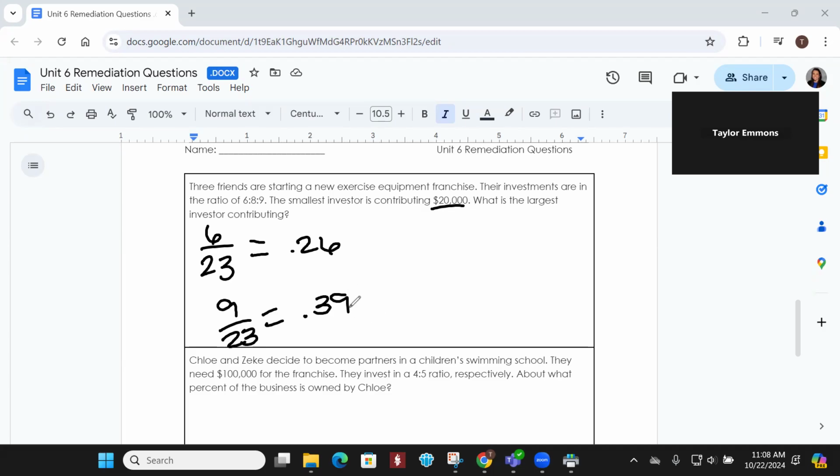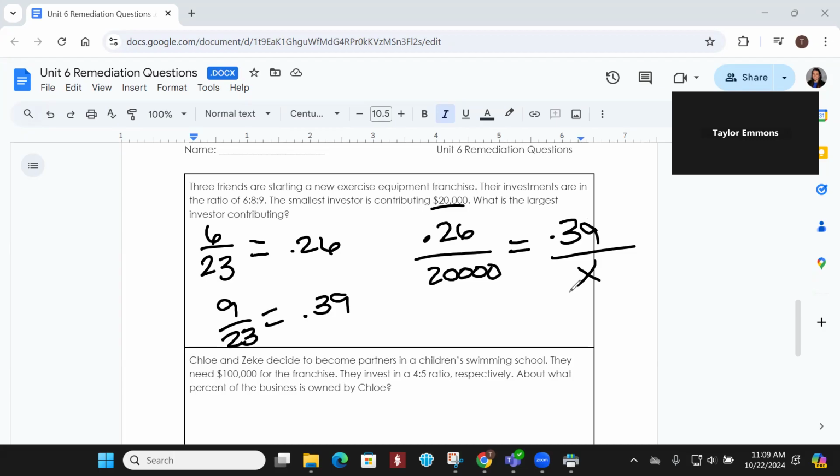We're trying to figure out what corresponds to 0.39. So we're going to say 0.26 divided by 20,000, and we're going to set that equal to 0.39 divided by x. The reason why we do this is so that we can cross multiply and solve for x.